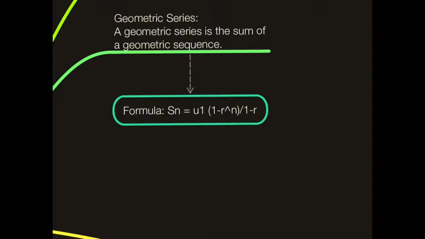Now we can see the geometric series. A geometric series is the sum of a geometric sequence. The formula used in this case is Sn is equal to u1 times 1 minus r to the power of n, over 1 minus r.